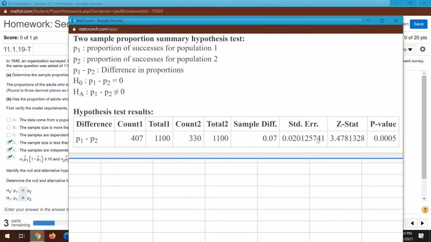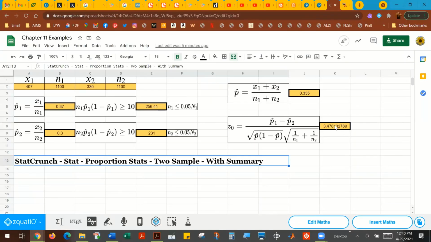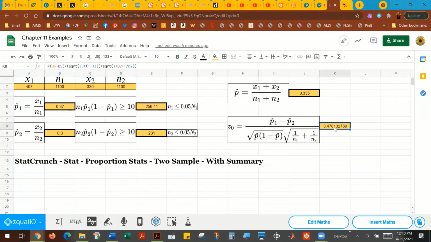And let me show you our Google Sheet over here. And you will see this number was also 3.478.